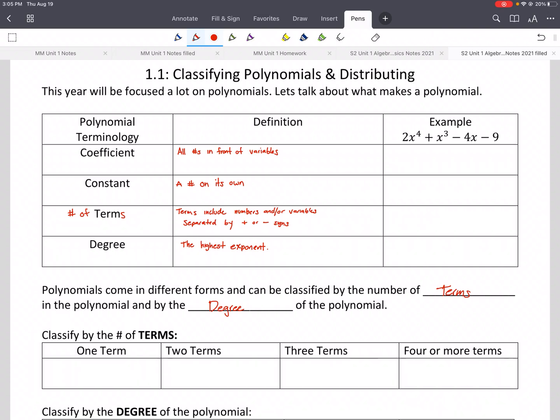Hey everybody, this is 1.1 Classifying Polynomials and Distributing. Alright, so first off we're going to start with a little vocab.